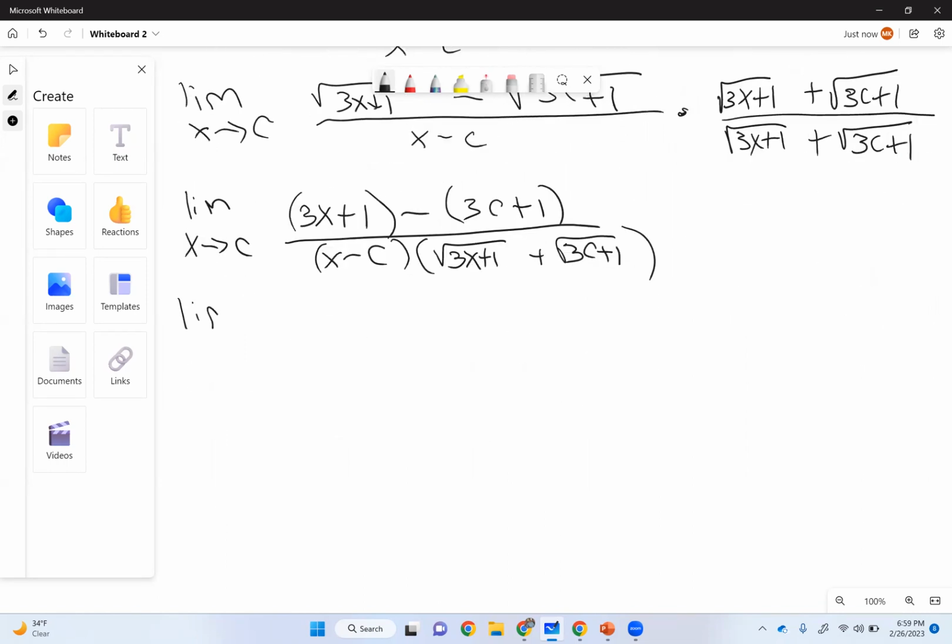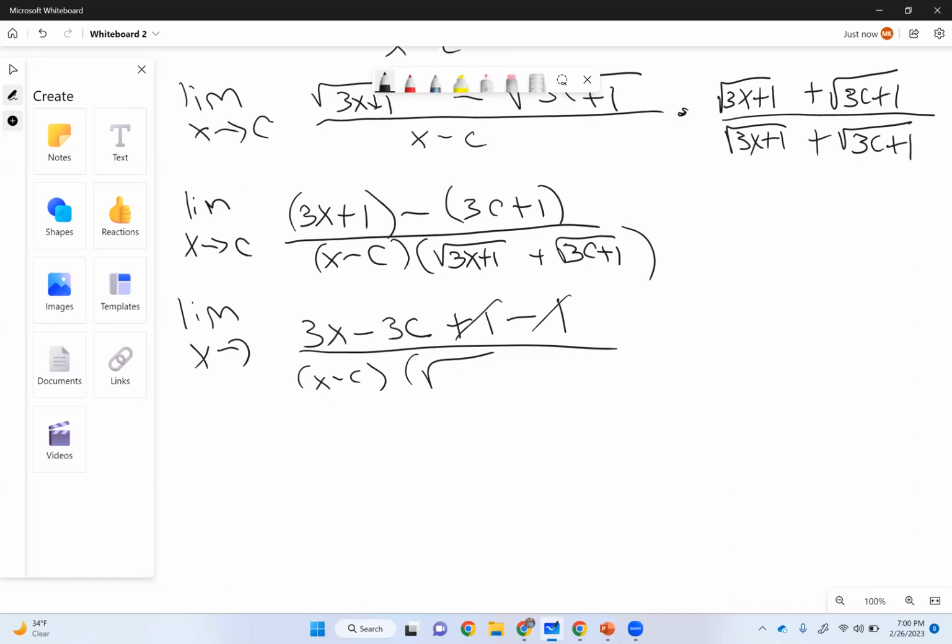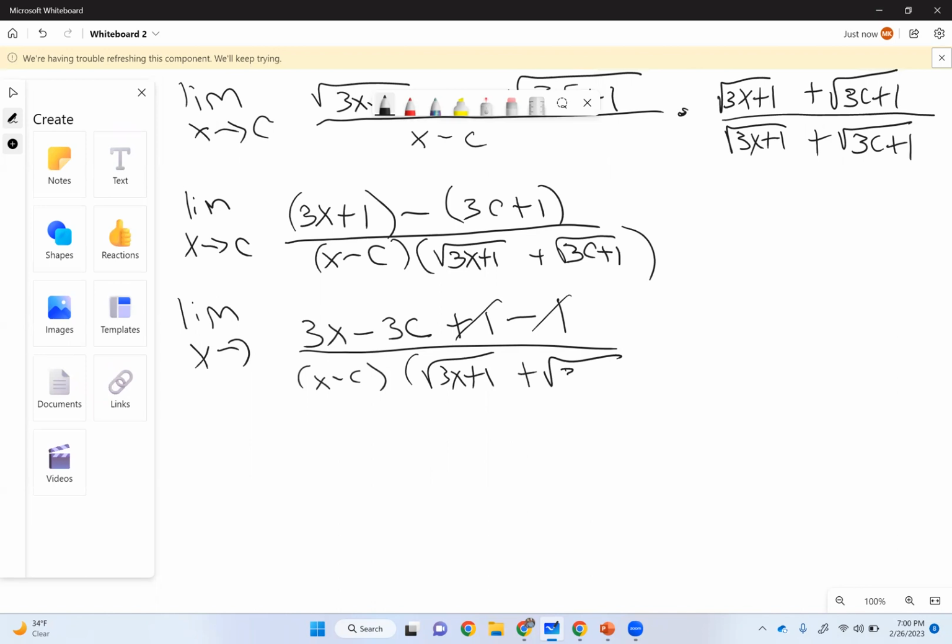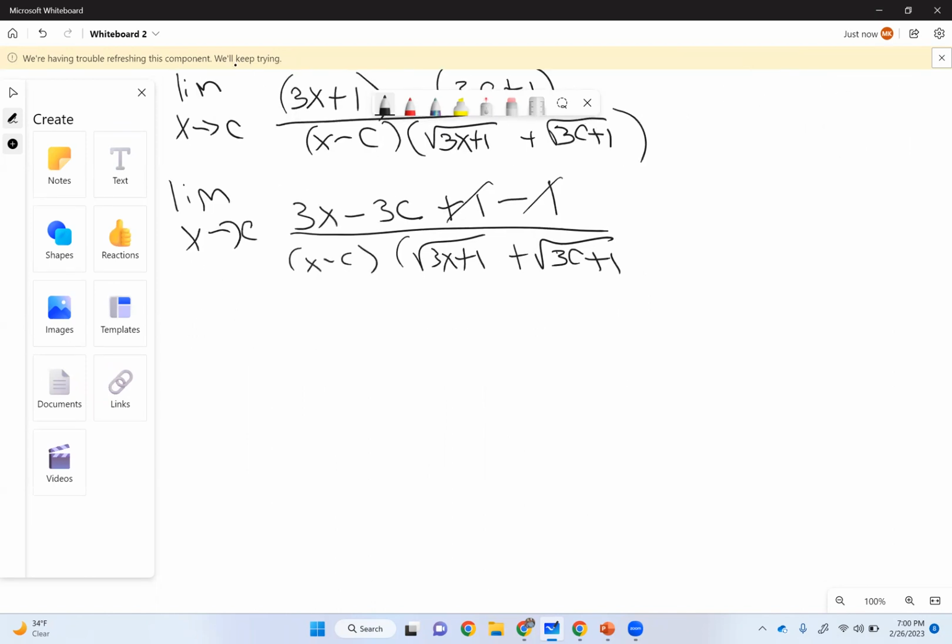All right, look at the numerator. Let's regroup it so we can start to do some factoring. We'll call that 3x minus 3c plus 1 minus 1. The 1 minus 1 will cancel, won't they? Oh, I forgot to do my denominator. Times x minus c over radical 3x plus 1 plus radical 3c plus 1. X approaches c.